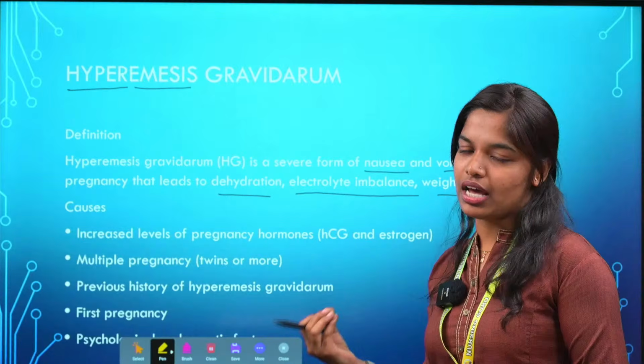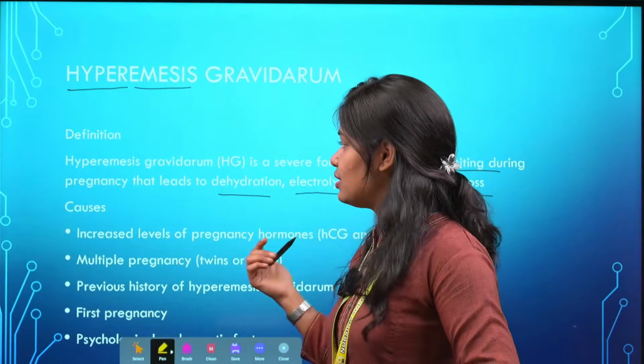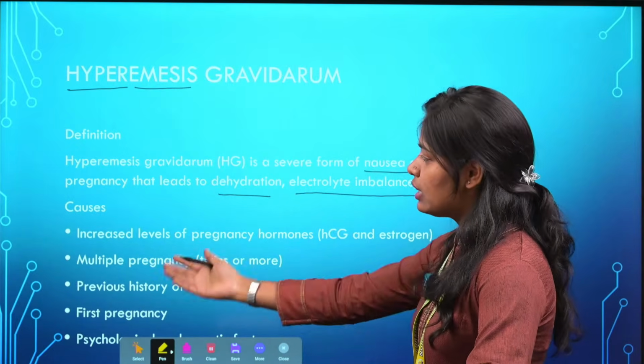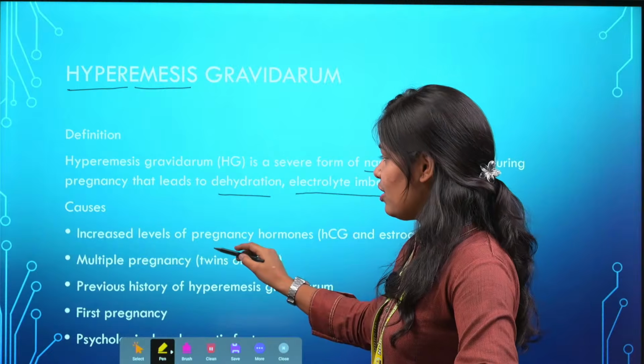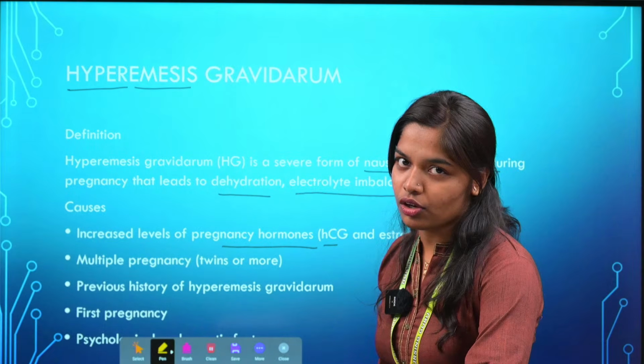Hyperemesis gravidarum is a condition in which there will be excessive vomiting and nausea. Due to this, there will be dehydration, electrolyte imbalance and also weight loss. The causes for this: increased levels of pregnancy hormones, it may be human chorionic gonadotropin and also the estrogen level.